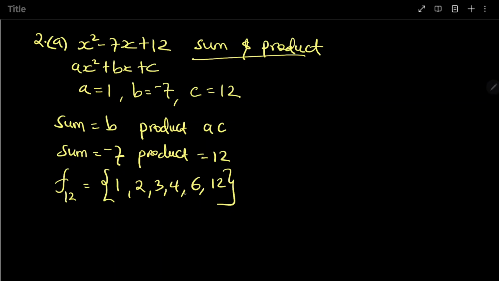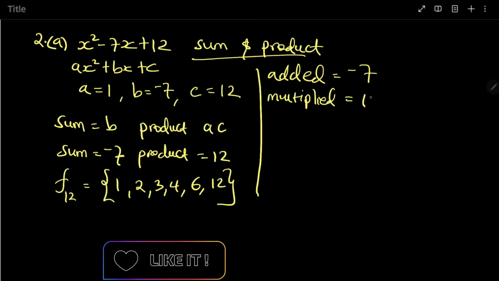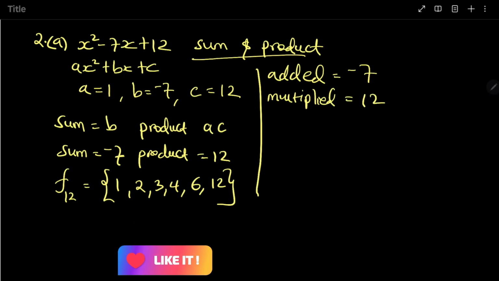So in these numbers that we've found, we are going to pick 2 numbers, whereby when those 2 numbers are added, which is the sum, they're going to give us a sum value. Meaning, the 2 numbers that we're going to pick from here, when added, we should get a negative 7. And when multiplied, we should get a 12. I hope you're already seeing the answer.